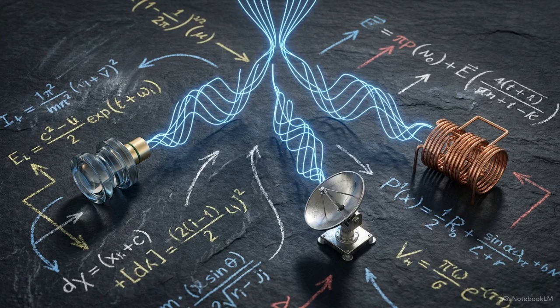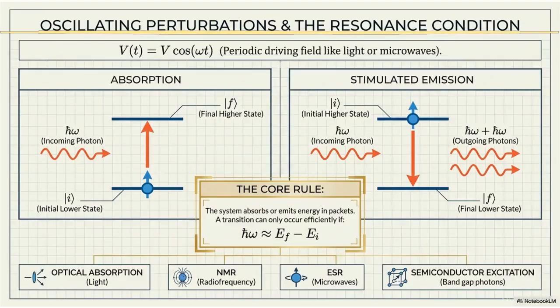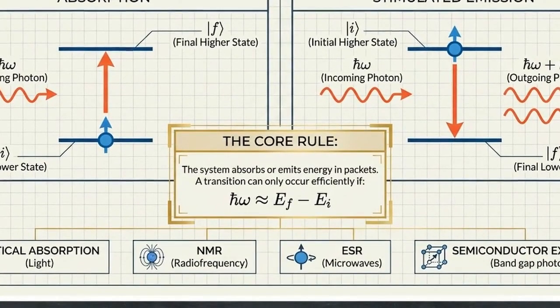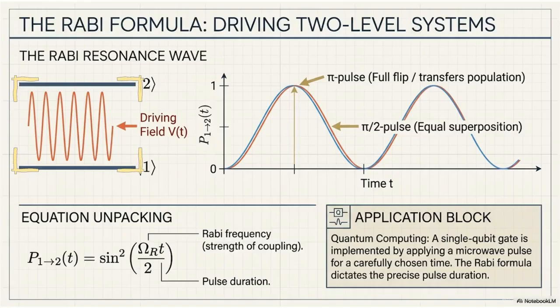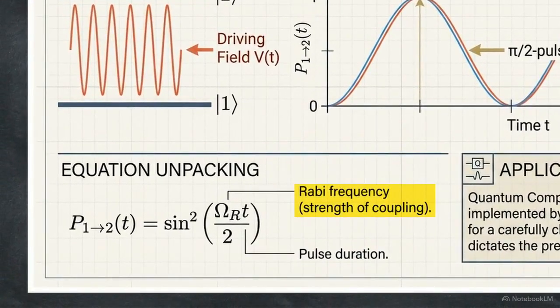An oscillating field only triggers a transition if it meets the resonance condition. The system absorbs energy in packets. A transition occurs efficiently only if the packet's energy, Planck's constant h-bar times frequency, exactly matches the gap between initial and final states. On resonance, a two-level system oscillates between ground and excited states, governed by the Rabi formula. The field's coupling strength sets the oscillation speed.